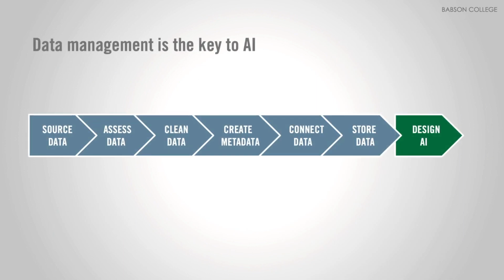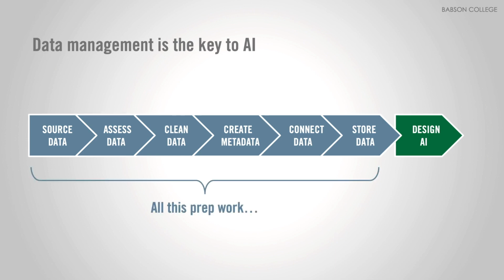And data management is absolutely the key to artificial intelligence. The steps that are in blue here all have to do with managing your data, and each one is an important and sometimes difficult step. Sourcing the data, figuring out its strengths and weaknesses, cleaning it, creating metadata to add additional value on top of that data, connecting it to other data sources, and storing it. Once you have all of that working well, you can start designing AI. But all of the data management is typically about 80% of the timeline.